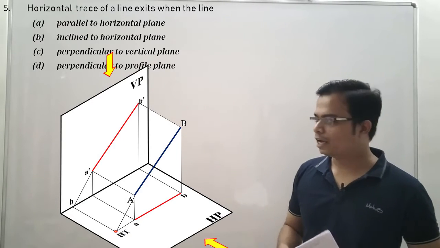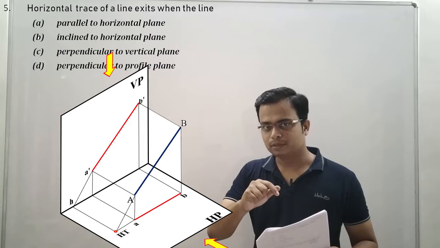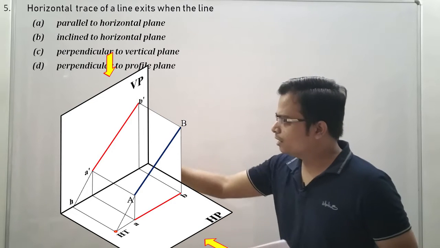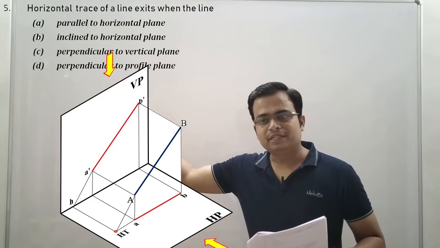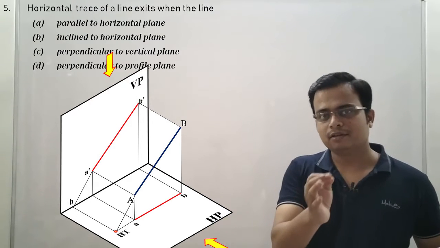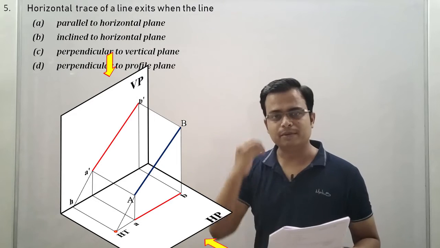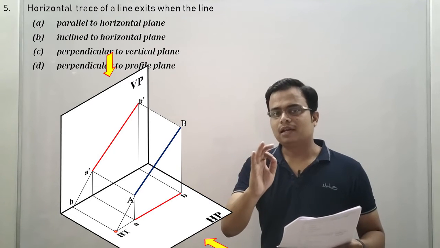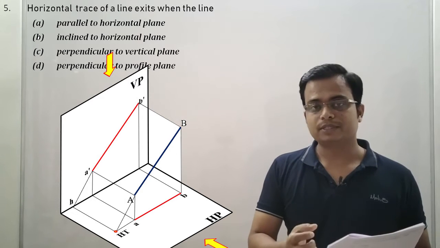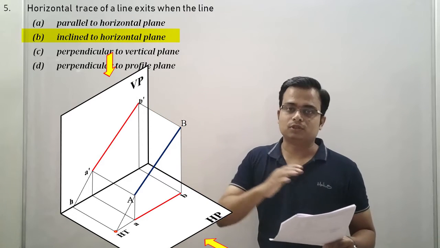We've got VP and HP, and we've got a line, and this line right here is inclined to the HP. If the line is inclined to HP, take a clear look, and if you extend this endpoint A, it will meet the horizontal plane somewhere. Wherever it meets, we have the trace, the horizontal trace. Remember this, guys, it is going to be very beneficial for you. If the line is inclined to HP, you will always get a horizontal trace, and if the line is inclined to VP, you'll always get a vertical trace. So the correct option is option B, inclined to the horizontal plane.